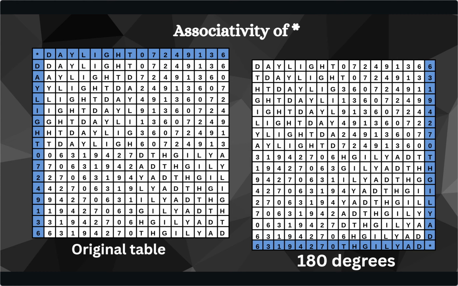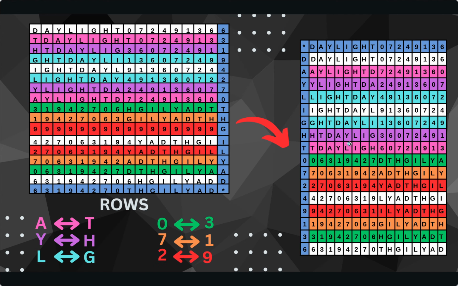To check if the table is associative, we're going to rotate the table 180 degrees. So here's the original table, and after rotating it by 180 degrees, here's the result. After that, we're going to do the interchange to make it the same as the result of the original table.